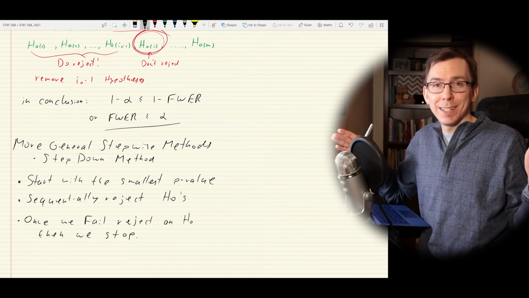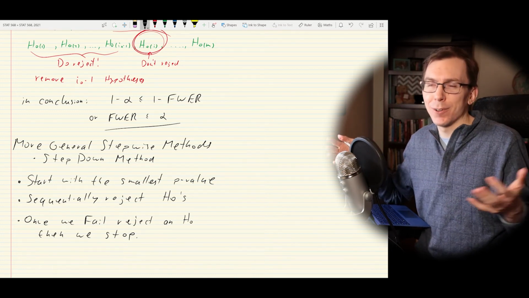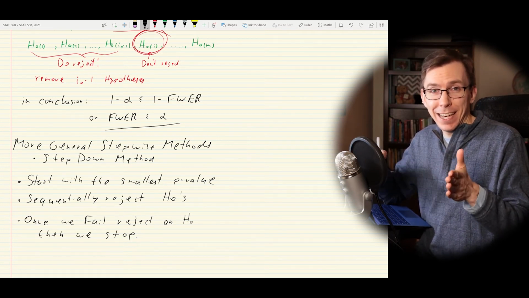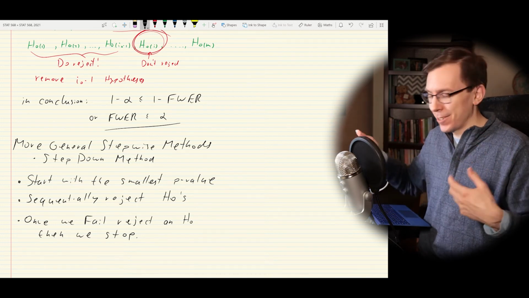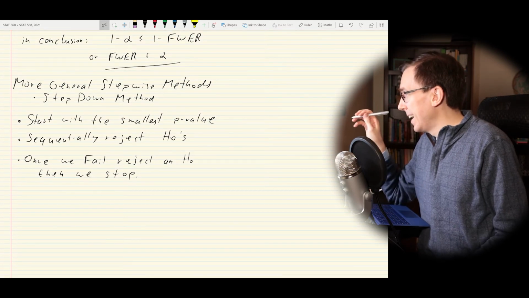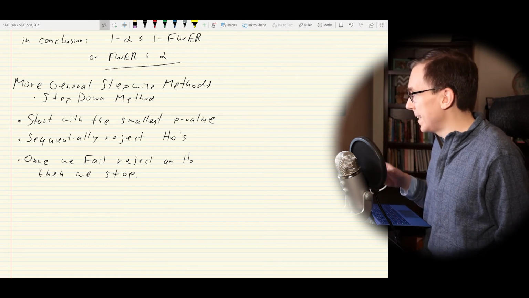So again, start at the bottom, start working your way up. Eventually you don't reject a hypothesis, or you reject every hypothesis, but eventually you don't reject a hypothesis, then you stop. Everything to the left gets rejected, everything to the right is not rejected. Okay. Yep, so now we can do this in general.